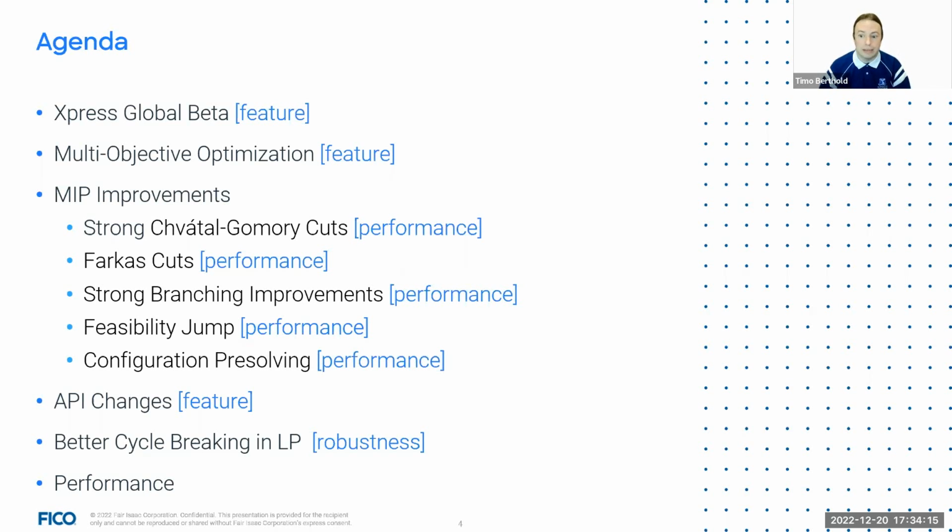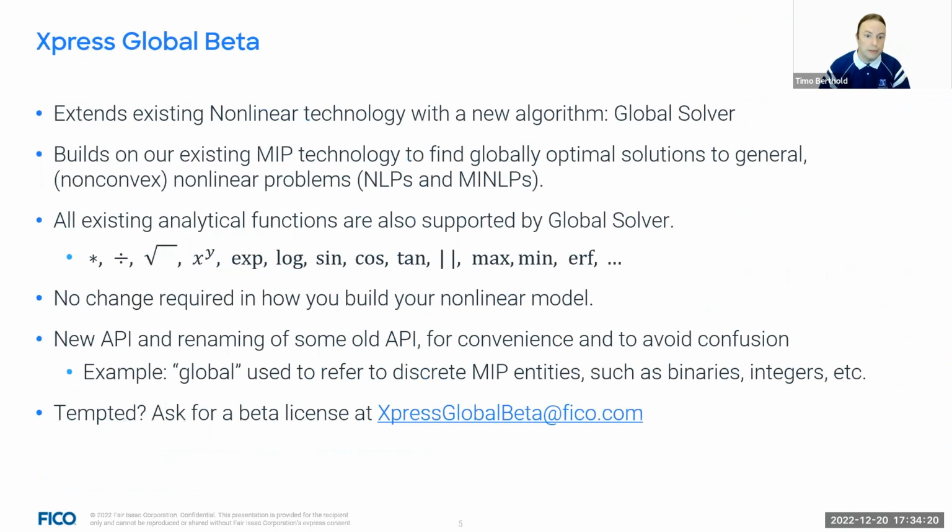And afterwards, we will discuss all the API changes, and there are quite a few, for two reasons, one of which is Xpress Global, our new solver that extends the nonlinear solver technology that we had in Xpress for over a decade now. It builds on our existing MIP solver and is able to find provably globally optimal solutions to general NLPs and MINLPs, and yes, including non-convex, and yes, including almost all kinds of nonlinearities you can imagine. However, no user functions.